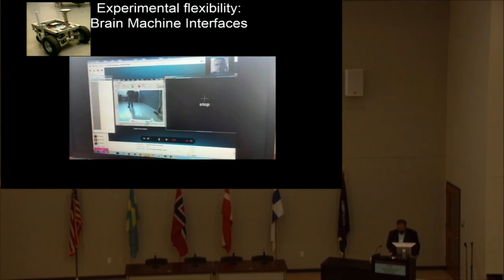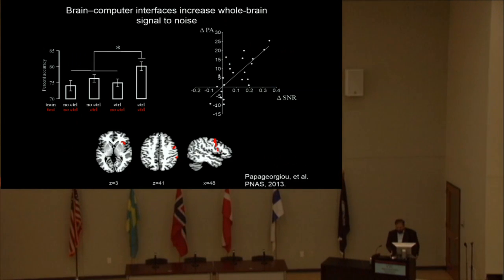So this is a wide range of tasks, but one common thing that we've found is that across all of these tasks, whether or not the person is controlling an interface matters for our modeling. In particular, if we're classifying data that occurred when people were controlling a feedback interface, we tend to get a boost in classification accuracy. And this seems to be caused by an increase in whole brain signal to noise and facilitated by a frontal parietal insula network, which we think is implicated in this.